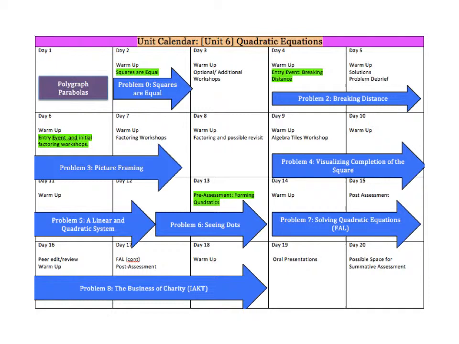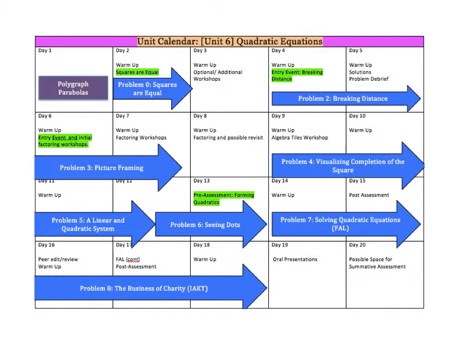So here is the unit calendar. It's pretty densely packed, I'll fully admit, and therefore I would probably consider getting rid of one or two of these problems if I was really going to go through it.